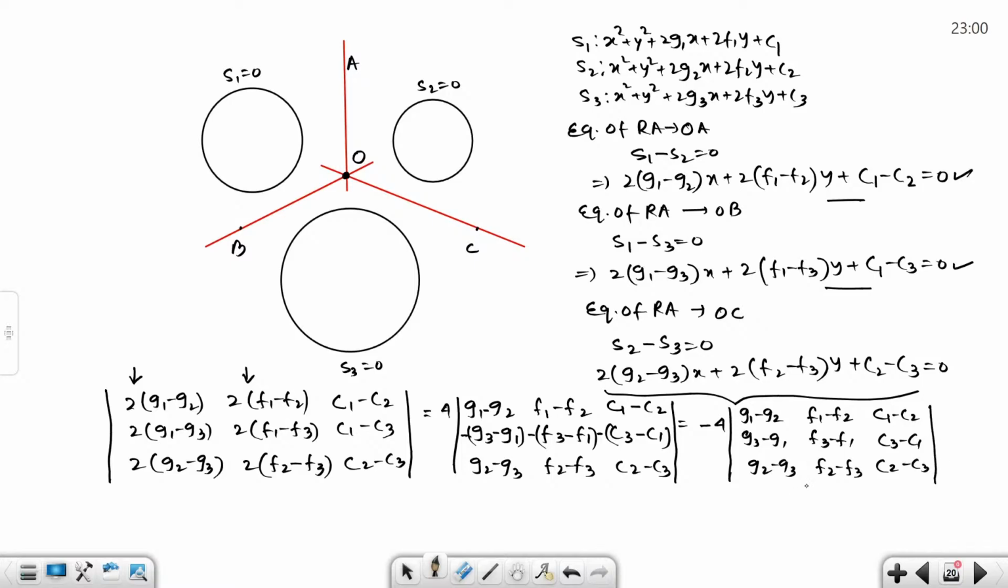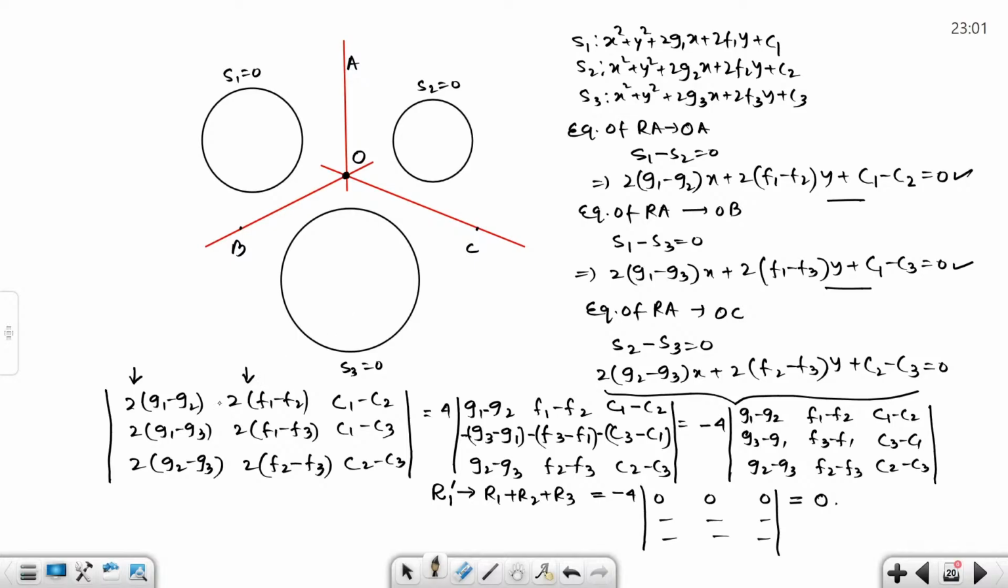Is it clear? Absolutely. Now what I'm doing is I'm simply going for this operation. I'm applying R1' = R1 + R2 + R3. So we are getting 0, 0, 0. And the other elements I'm not writing, because the moment we got that one row having all the elements equal to 0, there is no need for writing the other elements. The value of this determinant will become 0, right?